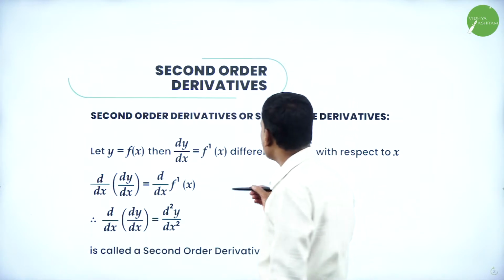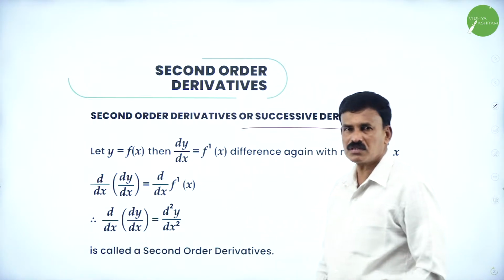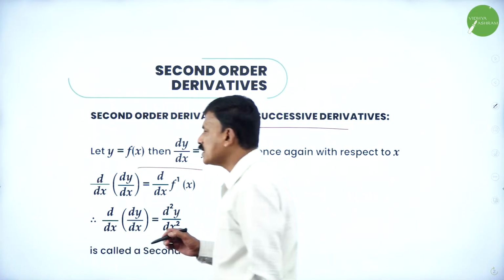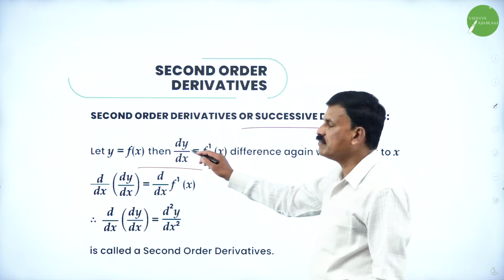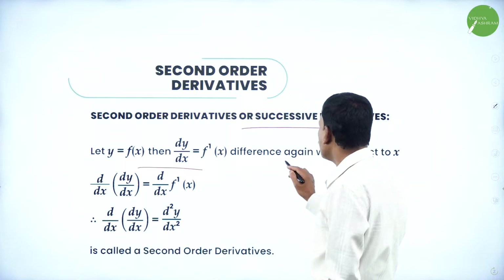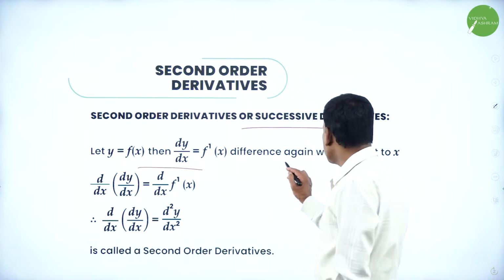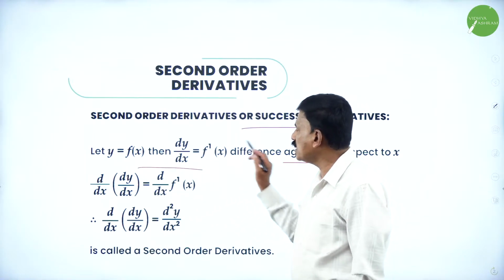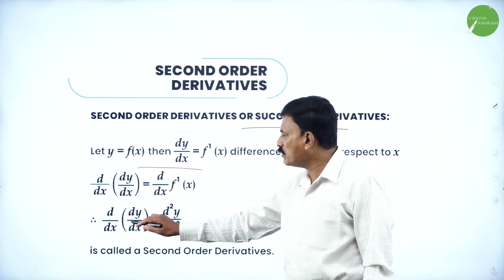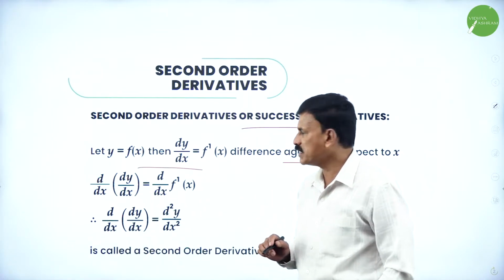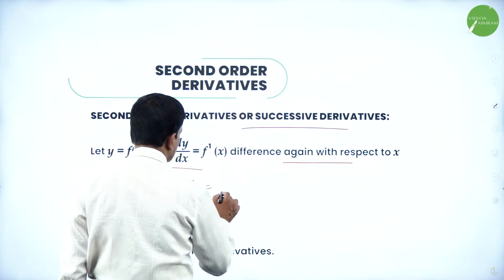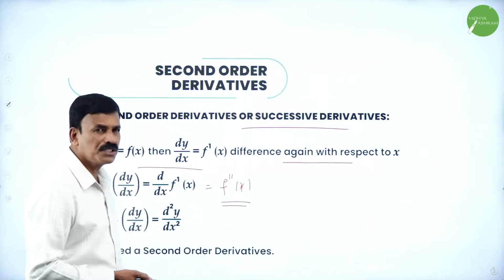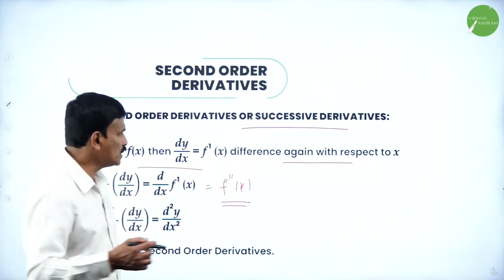Now let us consider the concept of second derivatives, also called successive differentiation. Suppose y is equal to f of x is a function. If you differentiate this with respect to x, then dy by dx is equal to f dash x, called the first derivative. If you differentiate this again with respect to x, then d by dx of dy by dx is equal to d by dx of f dash x. So d by dx of dy by dx is equal to d square y by dx square, and the differentiation of f dash x is f double dash x. Therefore d square y by dx square can also be denoted as f double dash x, called the second derivative of a function.